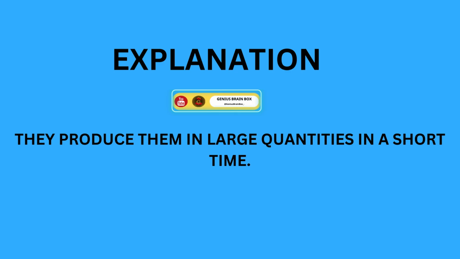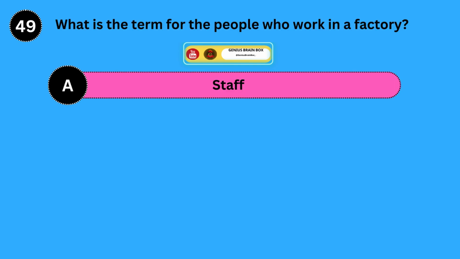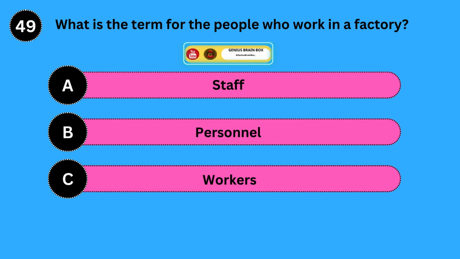Explanation. They produce them in large quantities in a short time. What is the term for the people who work in a factory? Option A, staff. Option B, personnel. Option C, workers.